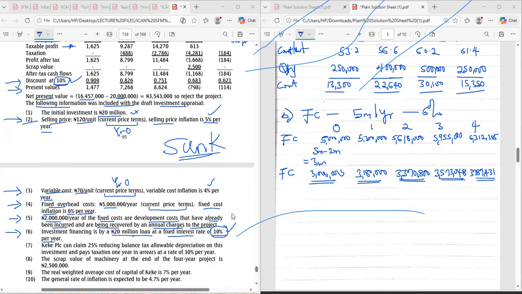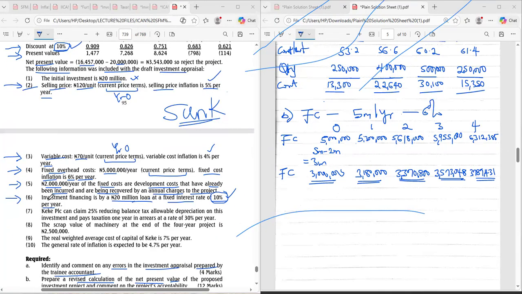Do you support what he said? The 10% is their expected return from what? From the loan. It's the bank that gave them the loan, no? So they are paying the 10% back to the bank. No, look, they said it's a loan. Investment financing is by a 20 million loan. It's not like they have the money with them. It's a loan. So let's analyze what this lady said.